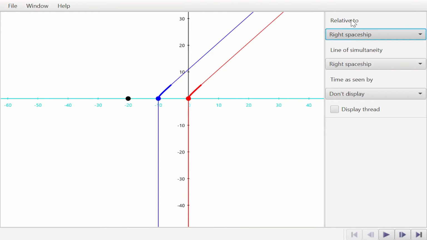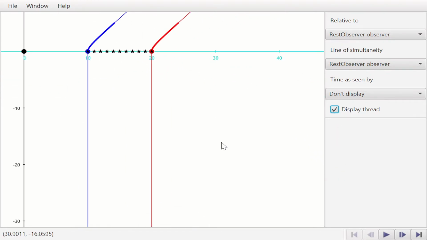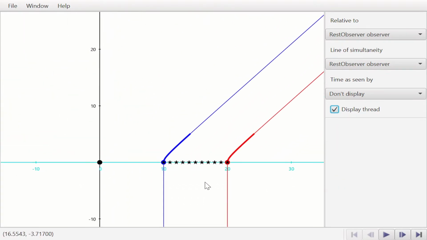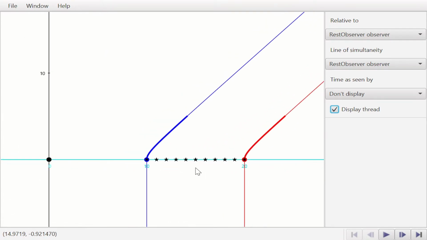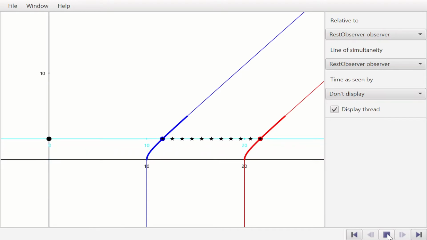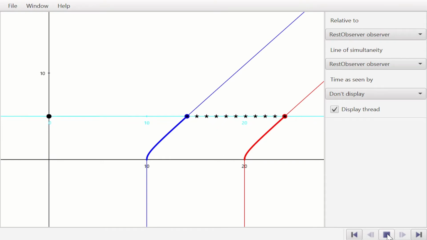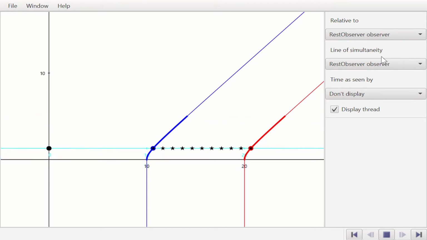Let's go back to the rest observer. What I'm going to do is put a bunch of points along the thread so I can watch them. They will all accelerate at the same rate, so I can see what happens to them. In the rest frame, it all looks great. The distance between the points is exactly the same, and it would seem like the thread's not going to break.